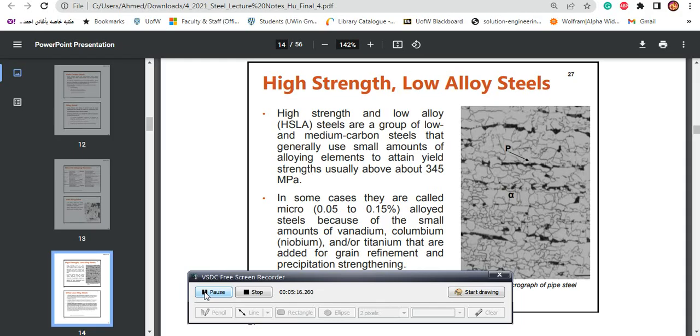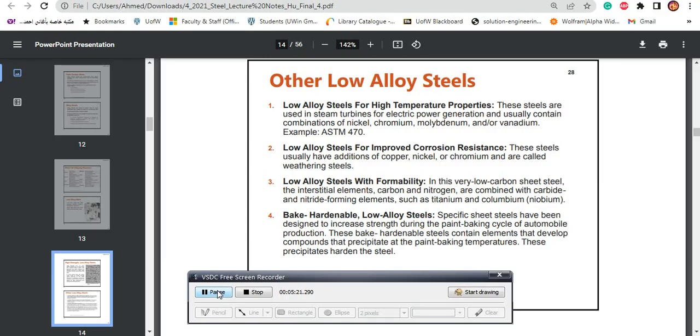They use titanium or niobium for grain refinement and precipitation. Low alloy steels for high temperature properties. They're used in steam turbines or electric power generation, and they contain nickel, chromium, molybdenum. Low alloy steels for improved corrosion resistance. They have copper, nickel, and chromium, and are called weathering steels. Low alloy steels with formability, they're combined with carbide and nitride forming elements such as titanium and columbium.